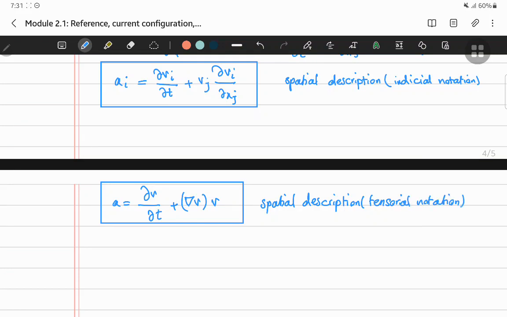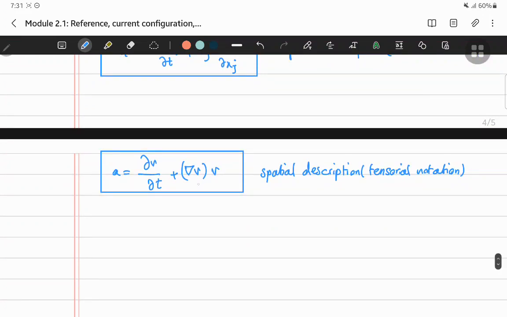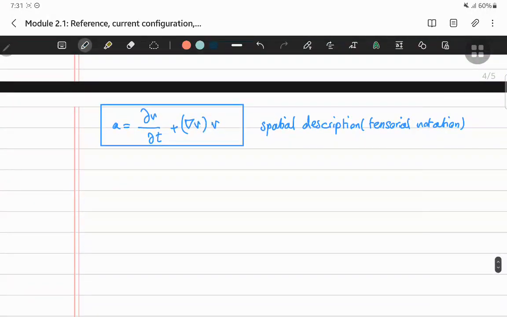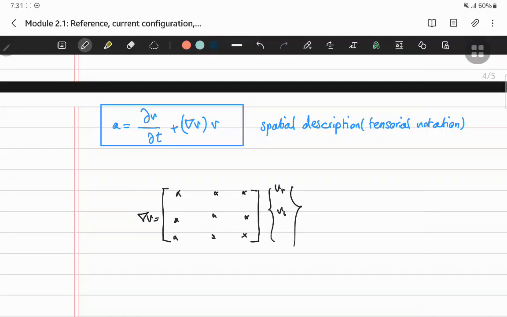So basically, it means that if you have, for example, the cylindrical coordinate system, you know that del v is basically a tensor. So you get something like this. I'm not going to write them. And v is basically nothing but vr, v theta, and vz in the cylindrical coordinate system. So finally, you get a vector, right? And this is also a vector. So vector plus a vector gives you a vector.